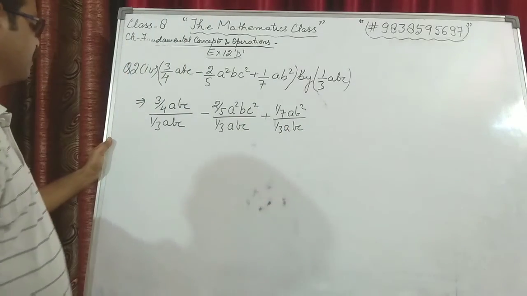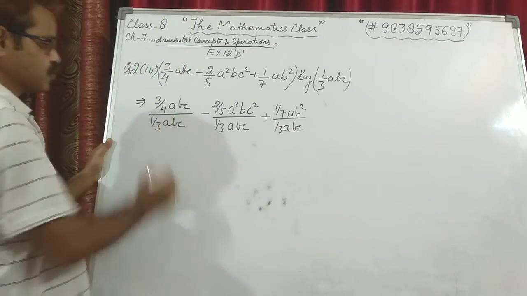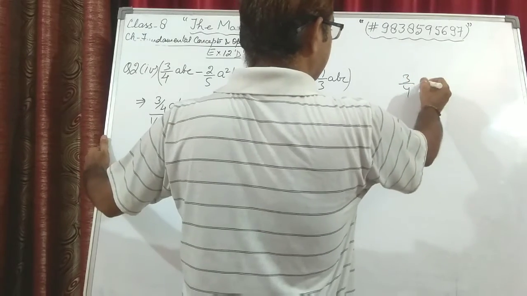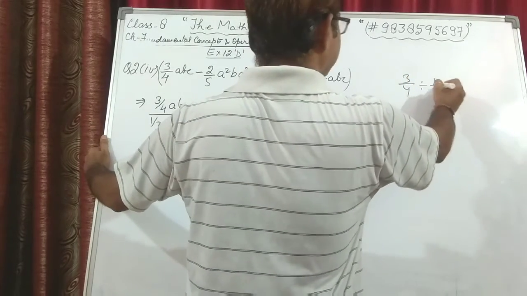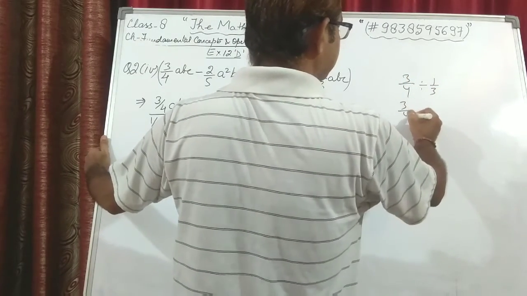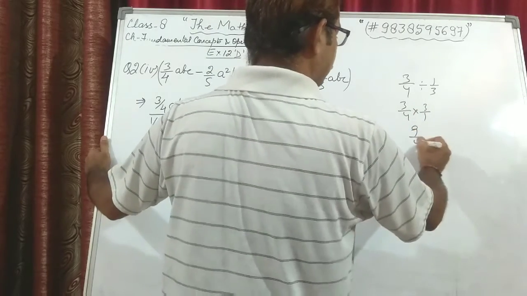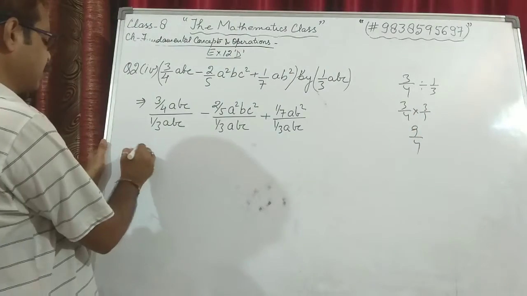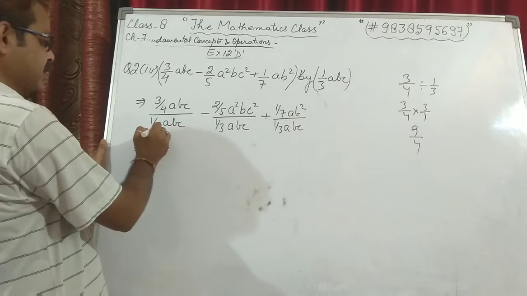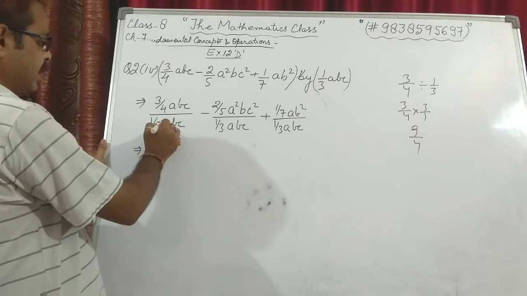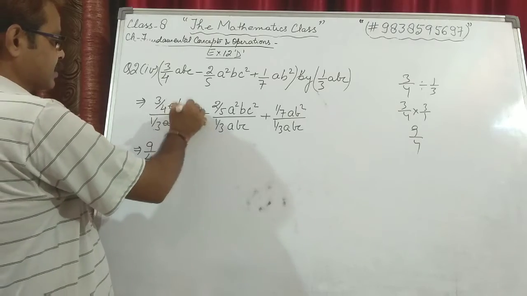Now what we will do, first of all we have to solve the numeral coefficient. So numeral coefficient, let's talk about the first one. 3 upon 4 divided by 1 upon 3 can be written as 3 upon 4 into 3 upon 1. Reciprocal, so 3 threes are 9 upon 4. So final value will be this and this. After solving we are getting 9 upon 4. And ABC and ABC will cancel each other.